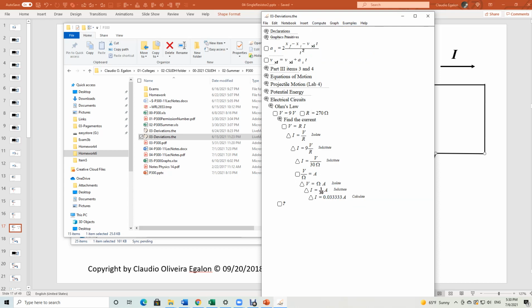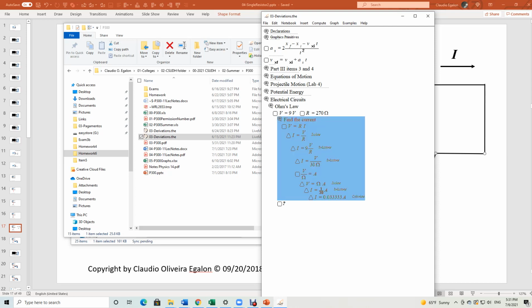Calculate. 0.033. We're talking about 33 milliamps of current. That's 33 thousandths of an amp. That's the type of current that you find in your cell phone. That's a regular type of current. It doesn't exceed 100 milliamps. Doesn't go higher than 3 times this value.